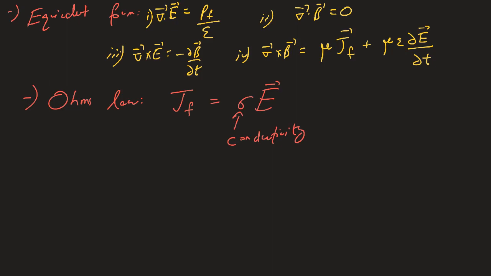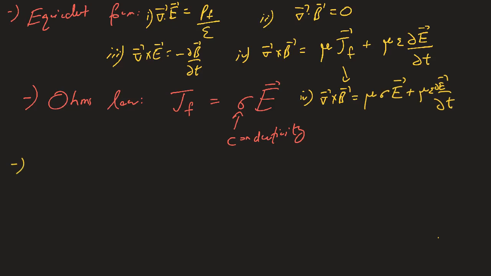So if that's okay, then I can express equation 4 as follows. Equation 4 then becomes del cross B equals mu sigma E plus mu epsilon partial E by partial t. Okay, and I hope you all understand where all these terms are coming from.